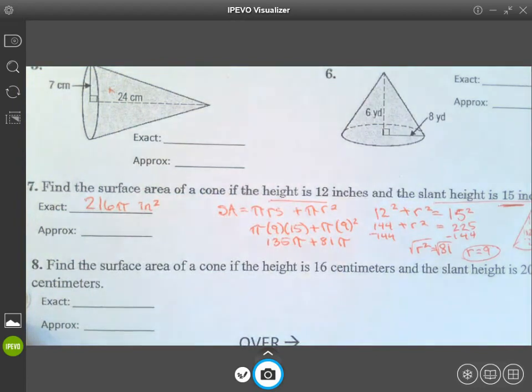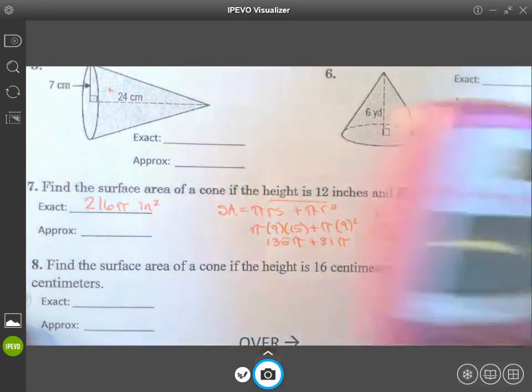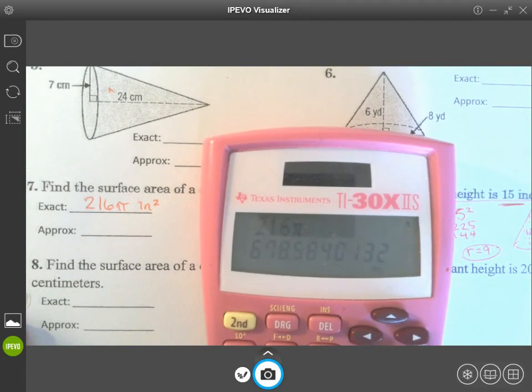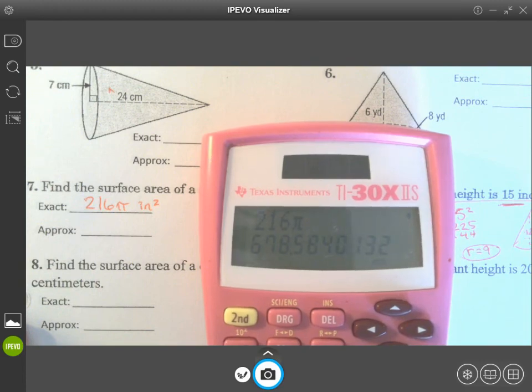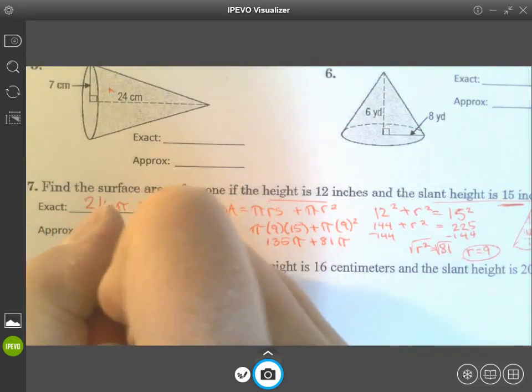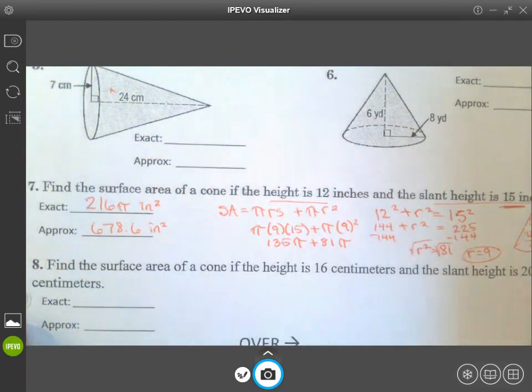Now throw that in the calculator. What's my approximate? 216 times pi. Nearest tenth. That's what we're sticking with for the whole worksheet. 678. Yeah, 678.6. And it'd be inches squared.